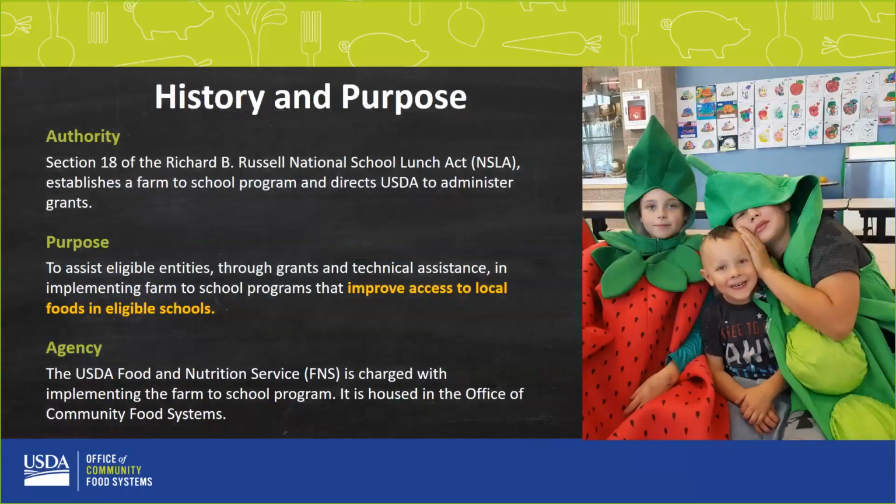The Farm to School program at USDA and the Farm to School Grant Program in particular were both created in the Richard B. Russell National School Lunch Act in 2010. The legislation directed USDA to support farm to school programs that improve access to local foods in eligible schools. At USDA, it's our Office of Community Food Systems, housed within the Food and Nutrition Service, that administers the USDA Farm to School Grant Program in partnership with Dun and the Grants Management team.